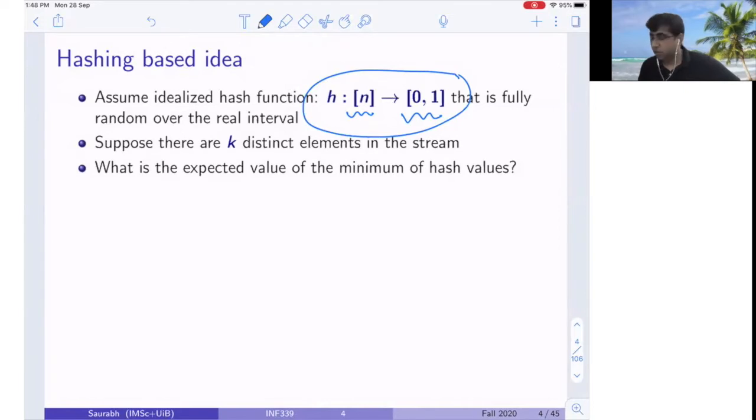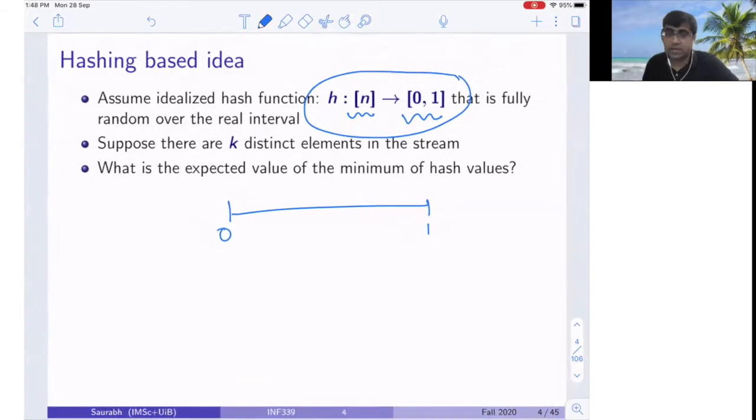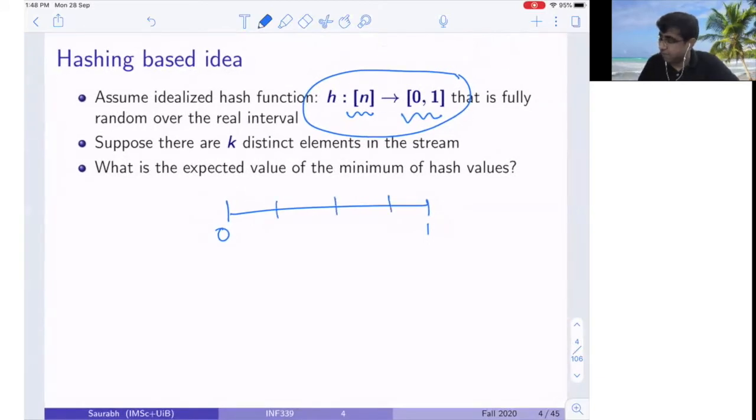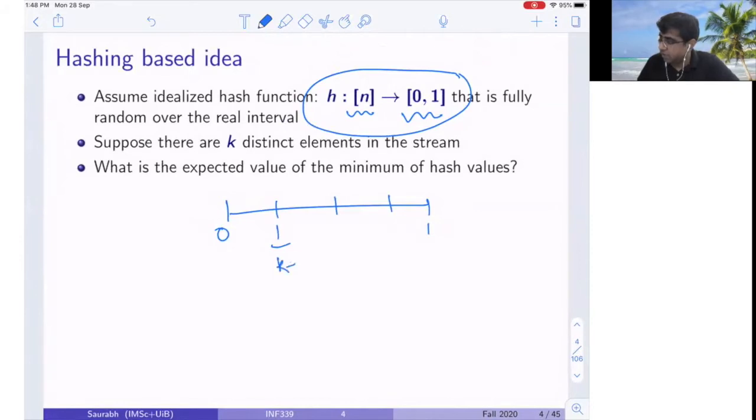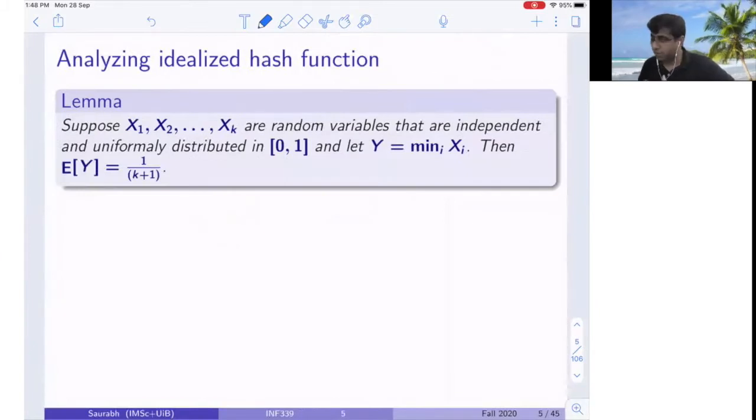So what we saw is that suppose there are k distinct elements in the stream, then we ask what is the expected value of the minimum of hash values. If you have the 0, 1 interval and k distinct values, it divides the interval into roughly equal parts. So the smallest value will be 1 over k plus 1. If you take the inverse of this and subtract 1, that should give you the total number of distinct elements. This is what we proved last time, for k random variables.